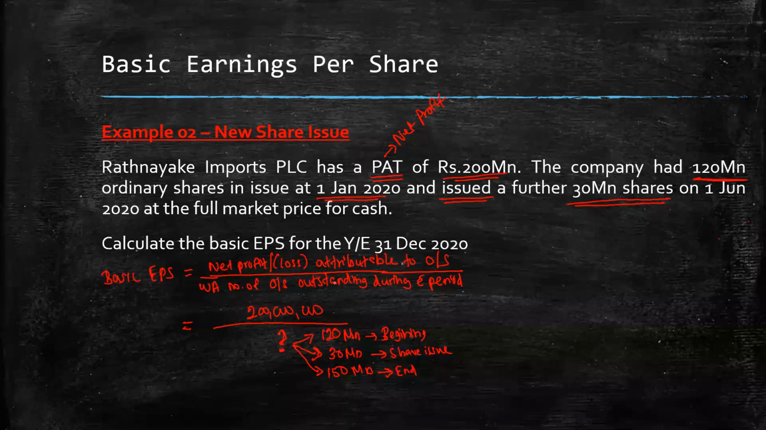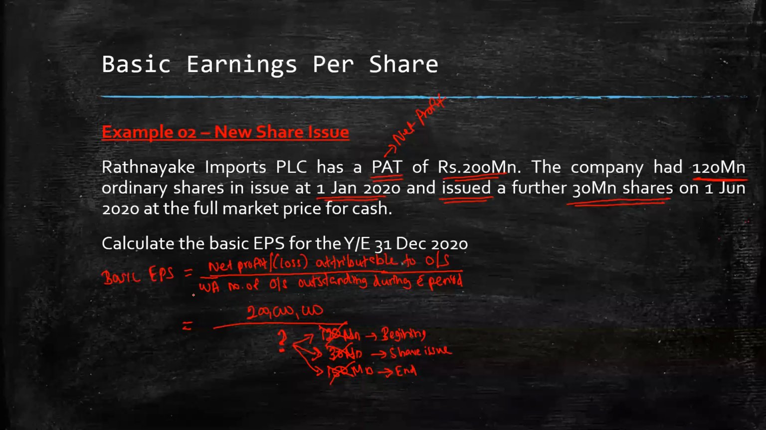Okay. So here, obviously we cannot take 120 million. That is wrong. The figure at the beginning of the year we cannot take here, because it changed. 30 million, that is also incorrect. That is not the weighted average number of ordinary shares outstanding during the period. This is the amount of shares we have issued during the period, not what should come here. What about 150 million? That is also not the answer, right? That also should not be the figure that we need to consider here.